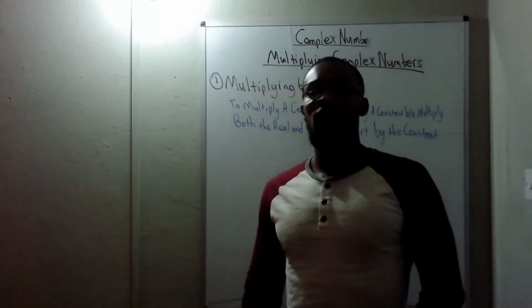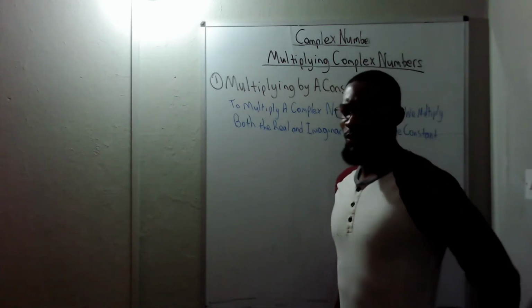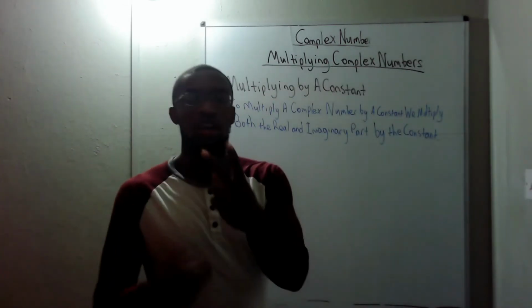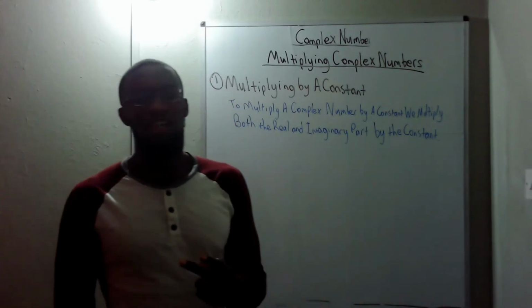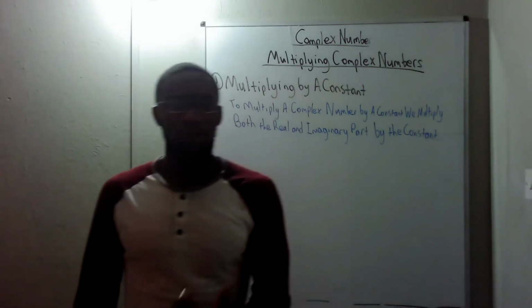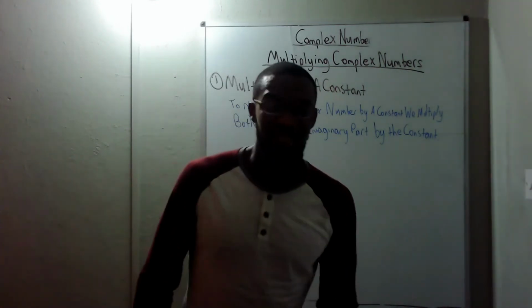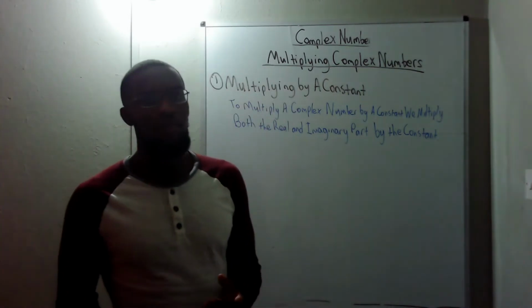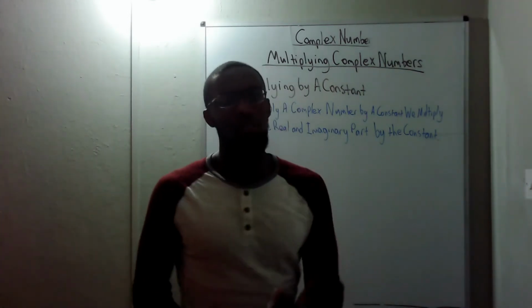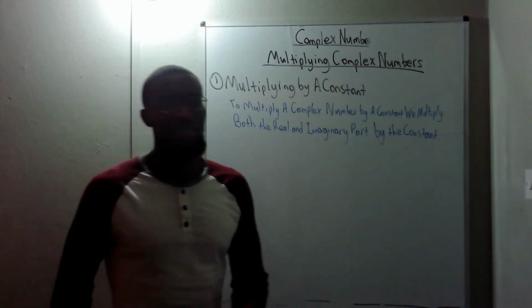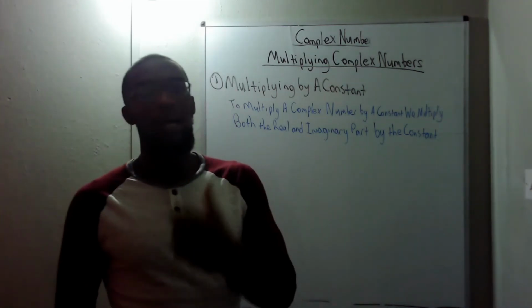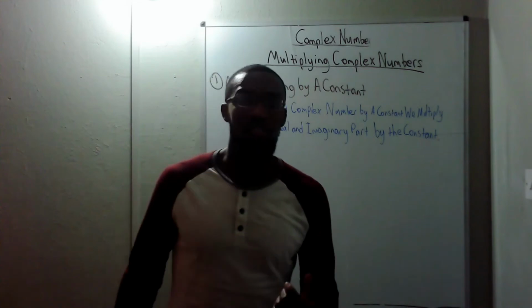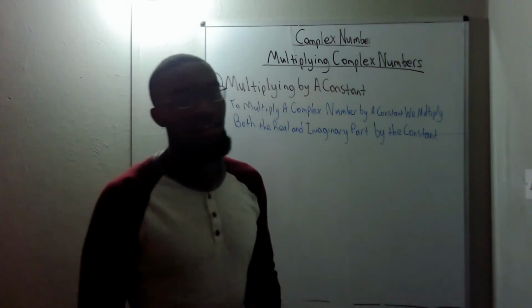Alright, and now we're going to be looking at multiplying complex numbers. So to multiply complex numbers, there's always two types of multiplication. You can multiply a complex number by just a constant. You can multiply a complex number times another complex number. So the first one we're looking at is multiplying a complex number by a constant. To multiply a complex number by a constant, we multiply both the real part and the imaginary part of the complex number by that constant.